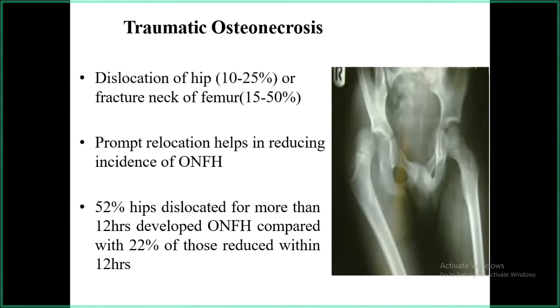In traumatic osteonecrosis, dislocation of the hip leads to it in 10 to 25%, and fracture neck femur leads to osteonecrosis in 15 to 50% of cases. Prompt relocation helps in reducing incidence of osteonecrosis of the femoral head. The golden period should be 6 to 8 hours that you should reduce this posterior hip dislocation, and you can get some revascularization, not 100%. 52% of hips dislocated for more than 12 hours develop osteonecrosis, compared with 22% of those reduced within 12 hours, which is described in some literature.